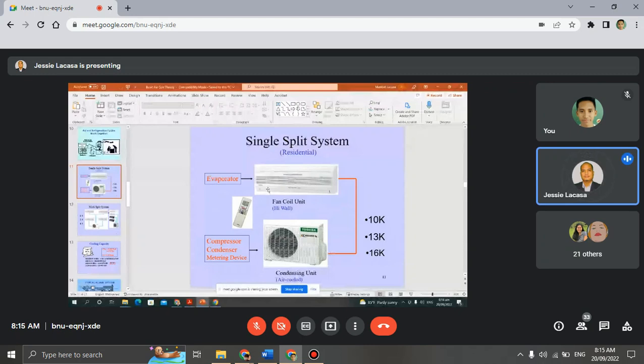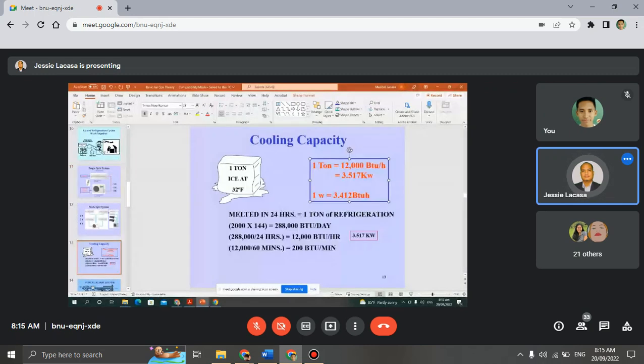By this principle, 1 ton of ice will melt in 24 hours. The initial temperature of the ice is at 32 degrees Fahrenheit, and it will melt in 24 hours. That is how we get the conversion, arriving at 12,000 BTU per hour and also a conversion of 200 BTU per minute.